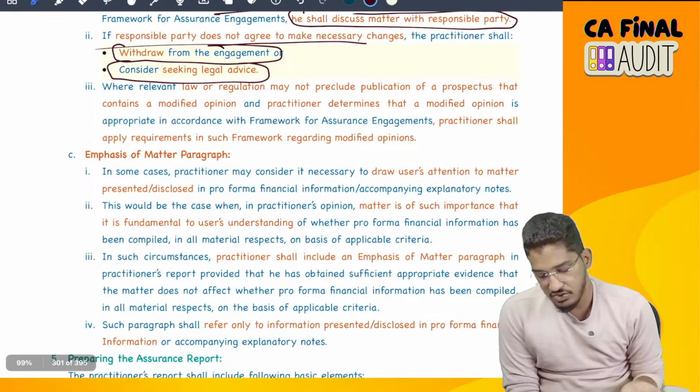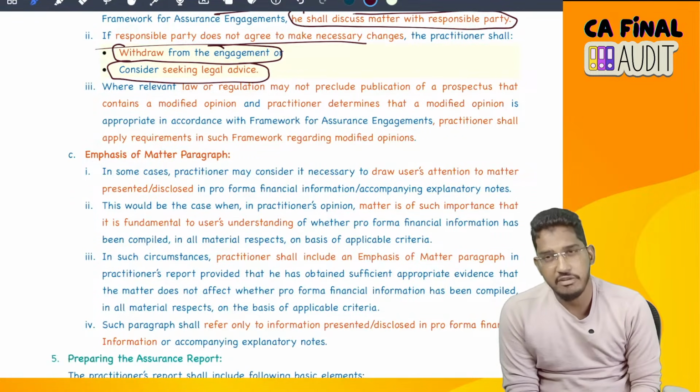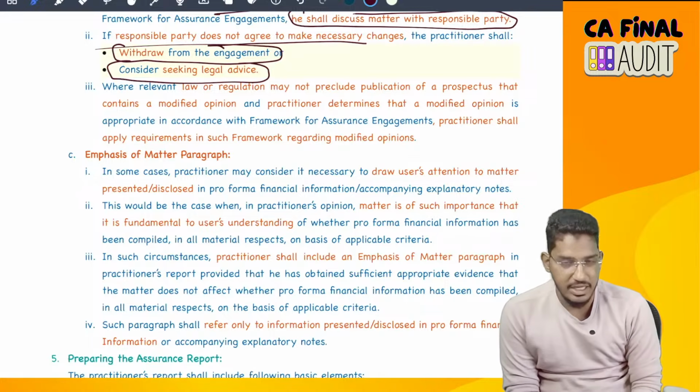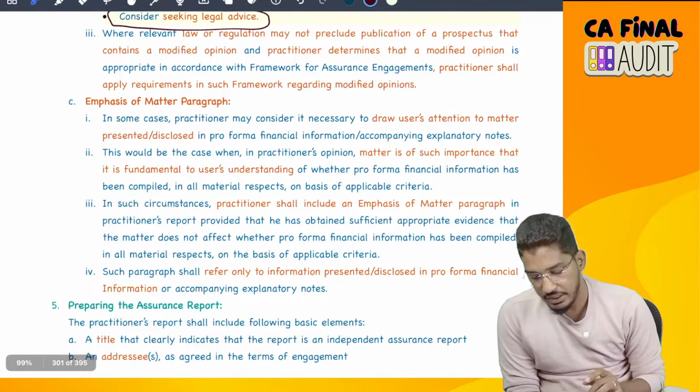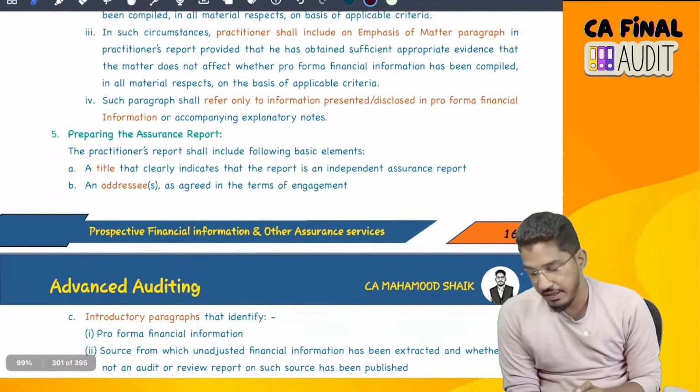Then they have told about the emphasis of matter paragraph, like in the case of audit, if we find any information is already presented or disclosed, but which is fundamental to users' understanding of the financial statements, we highlight it in the emphasis of matter, right? The same thing, you can do it in the prospective financial information also. And finally, you have to give the report.